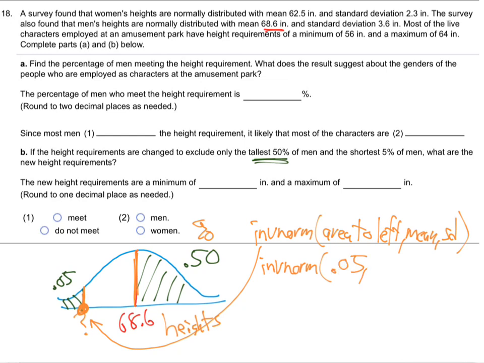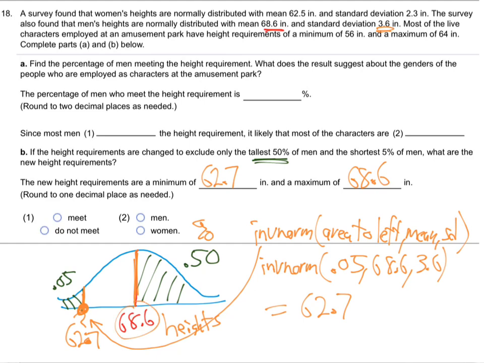I don't need to do 1 minus or anything, huh? The area to the left of that spot is 0.05. We good there? And the mean is whatever they said, 68.6. Standard deviation, 3.6. Hit the buttons. What'd you guys get? 62.7. So 62.7 is the lowest height for the costume, and 68.6 is the highest to fit what they said. Is that good? Questions on that? All right, I'll move on.